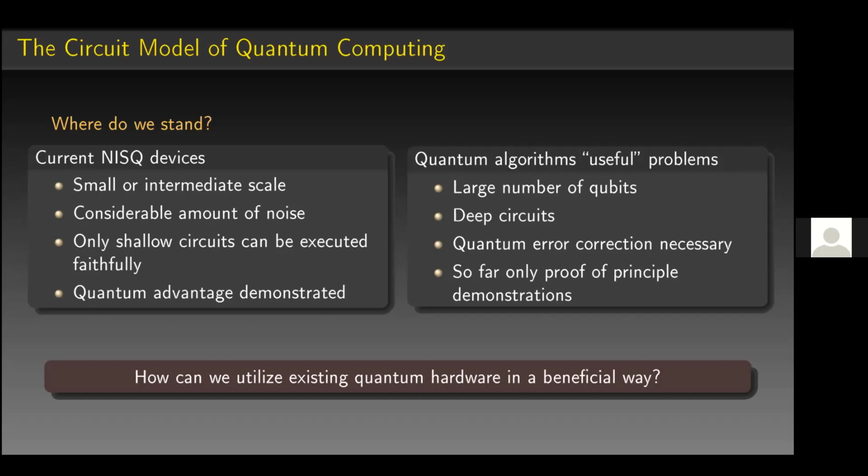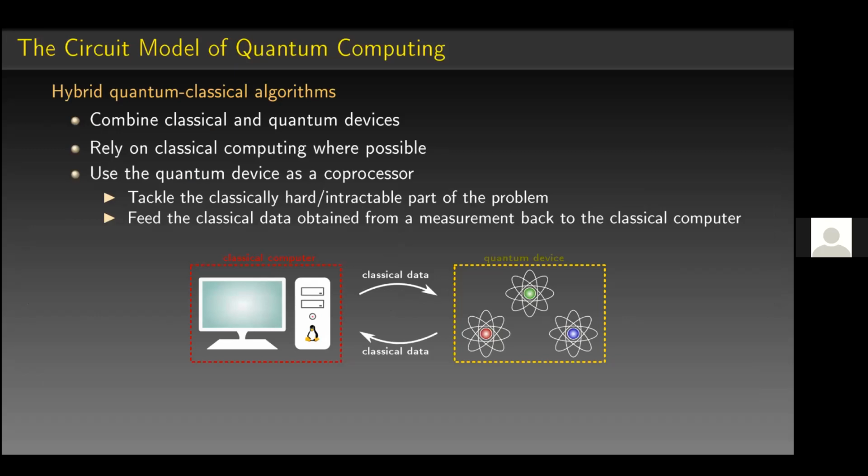One field of active research is hybrid quantum classical algorithms, which seem to be the most promising candidates. The idea here is that you combine the quantum device with a classical computer, because after all, our classical computers are still very powerful. So the quantum device serves as a kind of co-processor, which we use to tackle classically hard or intractable parts of the problem. Then we measure some information on the quantum device and feed it back into our classical computer and process it there with conventional classical computing methods.